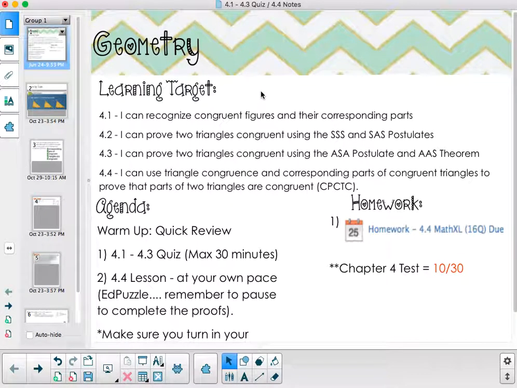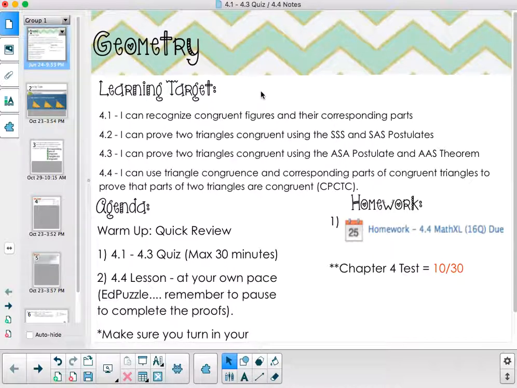Lesson on 4.4. It should be completed after you have done your 4.1 to 4.3 quiz in class. Because we are doing this lesson via Edpuzzle, I want to make sure you take this lesson as an opportunity to go at your own pace and to make sure you understand the content by doing the guided questions by pausing. There are only 2 examples in today's lesson, which means there are only 2 guided questions. So those proofs should be done on your own, but give yourself the time to make sure you understand the content.